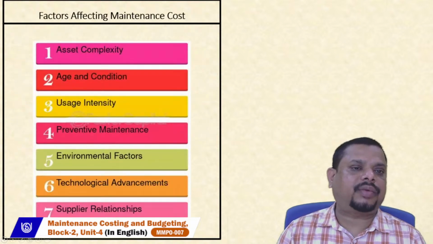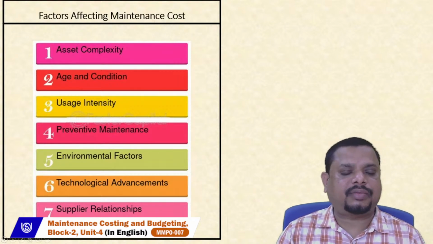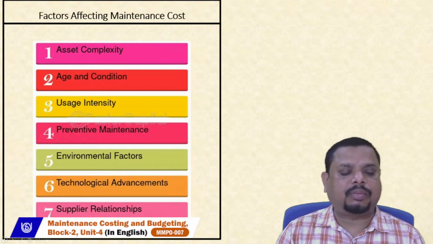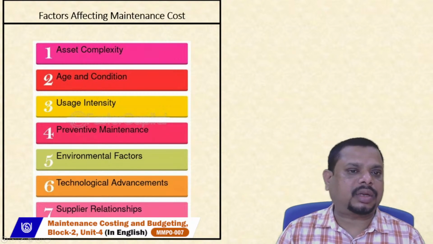The next we have the factors affecting maintenance cost. That means asset complexity, age and condition of your equipment, usage intensity of your machines and equipment, providing preventive maintenance to the machines and equipment, and environmental factors, for example, noisy environment or dusty environment. These factors also affect the maintenance cost. The next one we have is technological advances.